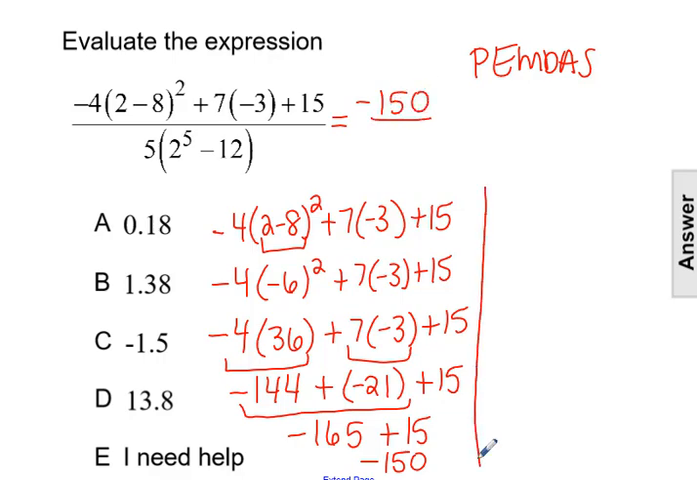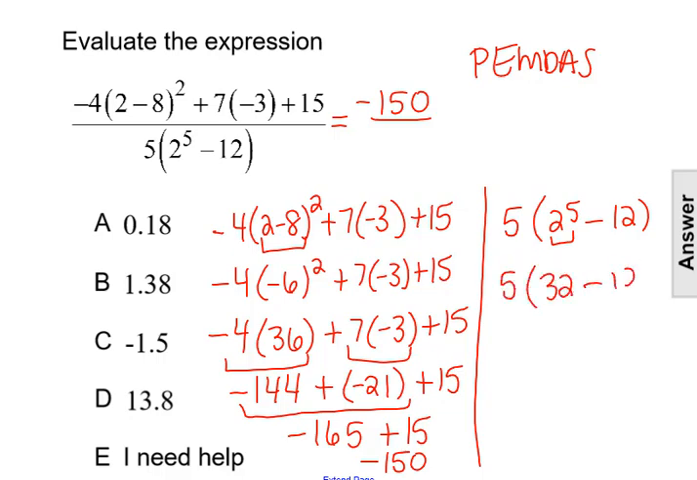Now let's do the same thing for the denominator. Let's simplify using our order of operations to see what that will be. So we have 5 times the quantity of 2 to the 5th minus 12. PEMDAS tells us we have to do 2 to the 5th minus 12 first. And even within that, we have to use our order of operations. So we're going to simplify 2 to the 5th first, that exponent, to be 32.